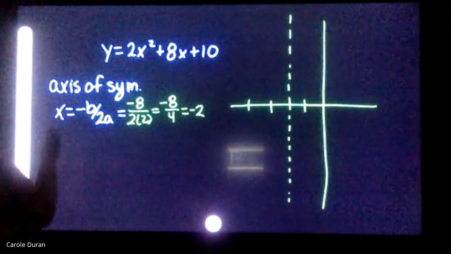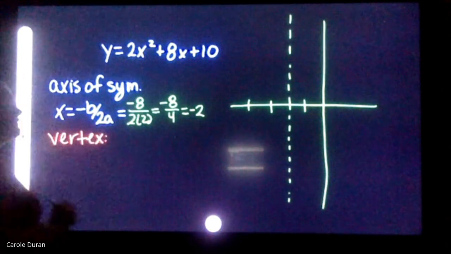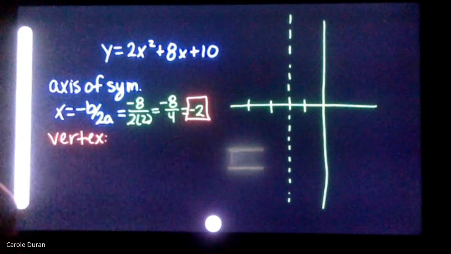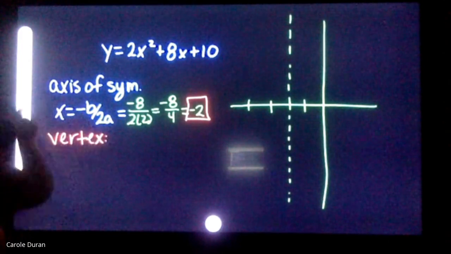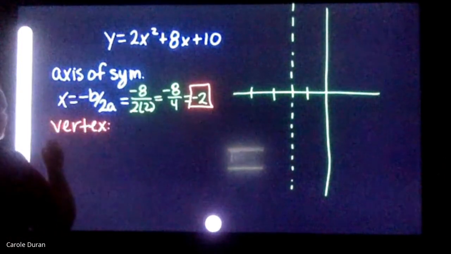Now that I found the axis of symmetry, I need to find my vertex. The good news is I've already found half of it. This axis of symmetry value is also the x-coordinate of my vertex. So to find the y-coordinate, I'm going to take that negative 2, and I'm going to plug it back in for the x's in my original equation.